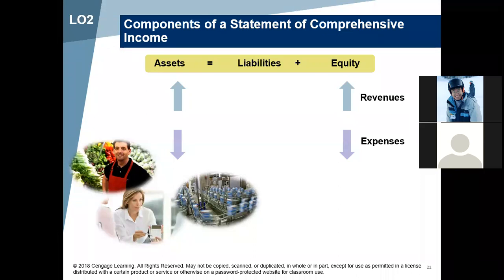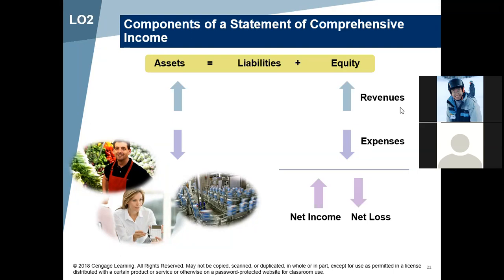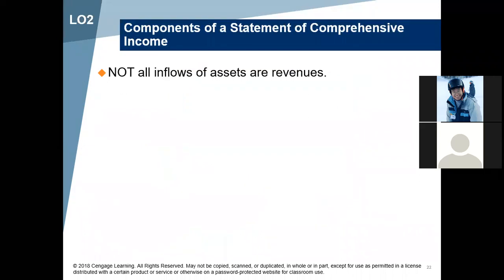So for question, how about in terms of your expenses? If you pay expenses, of course, it will be deducted to your assets, correct? And also, it will also be deducted to your equity. Why? Expense is a deduction, di ba, to your owner's equity. So net income if you have more and net loss if you have less. All right. Next.